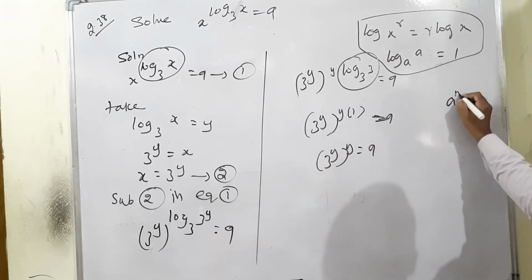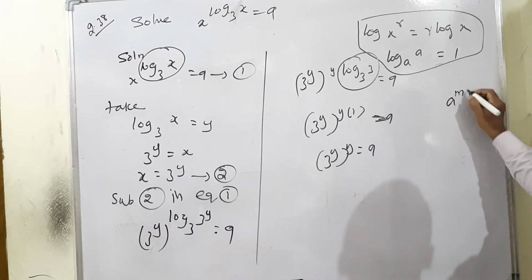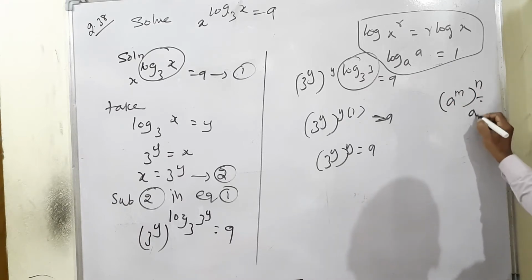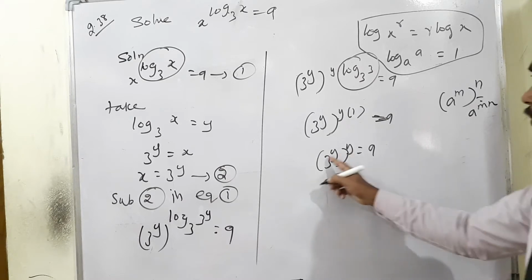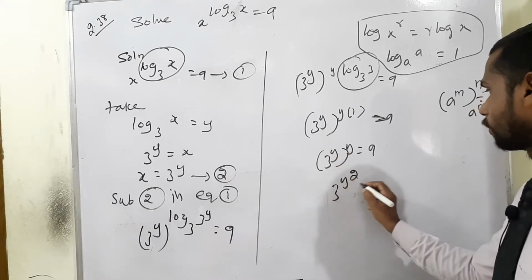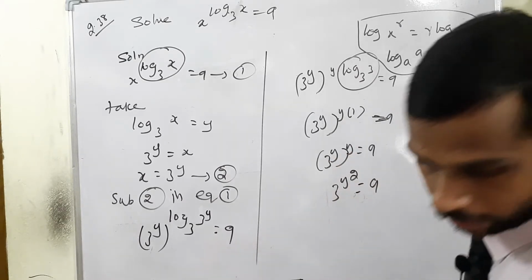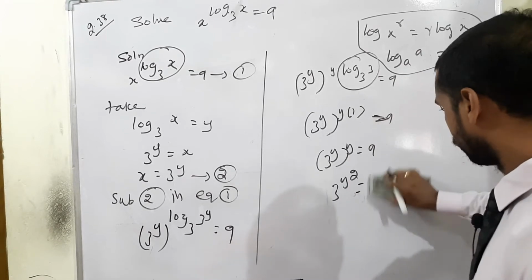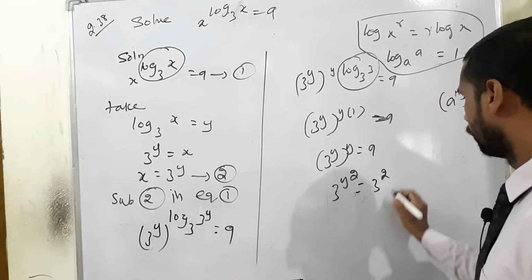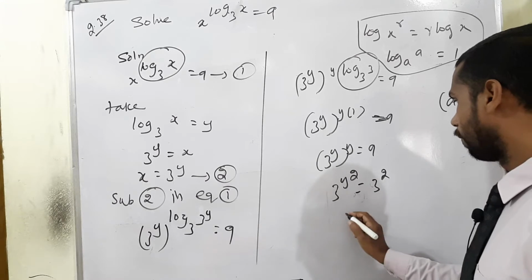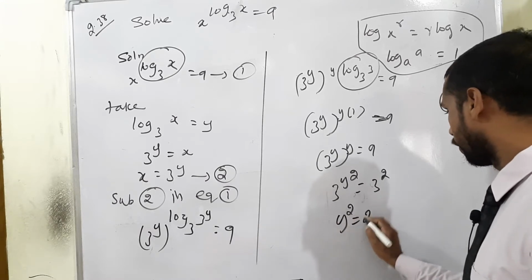Now the balance, 3 to the power y into y is equal to 9. Already we know the power into power rule, a to the power m, the whole power n, we can say a to the power mn. So y into y, 3 to the power y square is equal to 9. So 9 we can write as 3 square. So now the base will be the same, meaning equating the power, so y square is equal to 2.